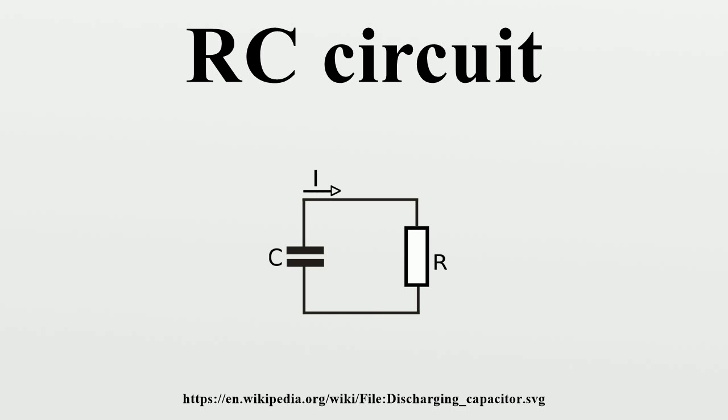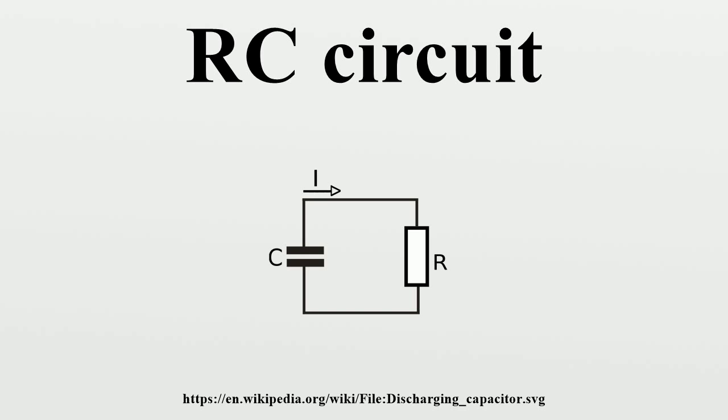Transfer functions. The transfer function from the input voltage to the voltage across the capacitor is, similarly, the transfer function from the input to the voltage across the resistor is. Poles and zeros. Both transfer functions have a single pole located at s equals minus 1 over RC. In addition, the transfer function for the resistor has a zero located at the origin.